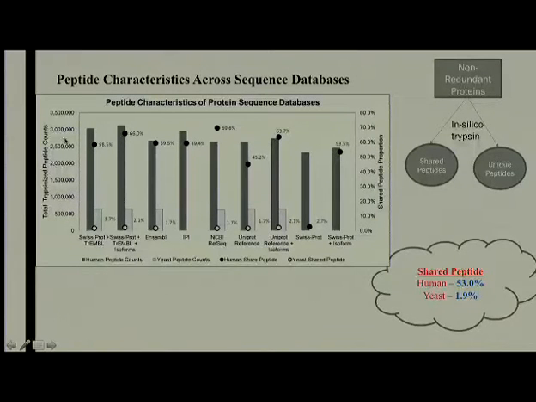And also, again, there's a lot of variability in the shared peptide proportions across human sequence databases. When you look at SwissProt, it has only about 2.7% shared peptide proportion, which is very similar to what we observe in the yeast sequence databases. It tells you there's very low redundancy in the SwissProt database compared to the much larger ones, which have close to 60% shared peptide proportions.